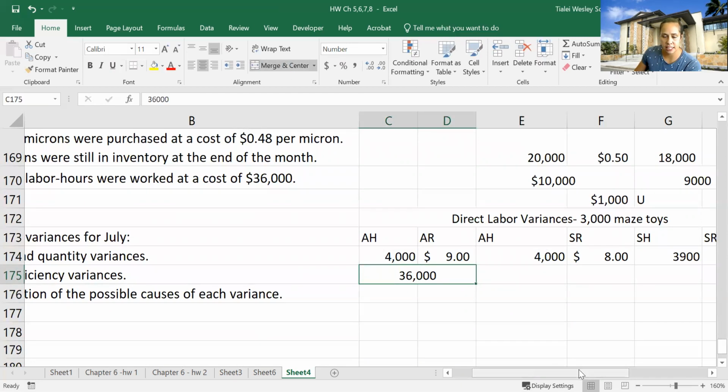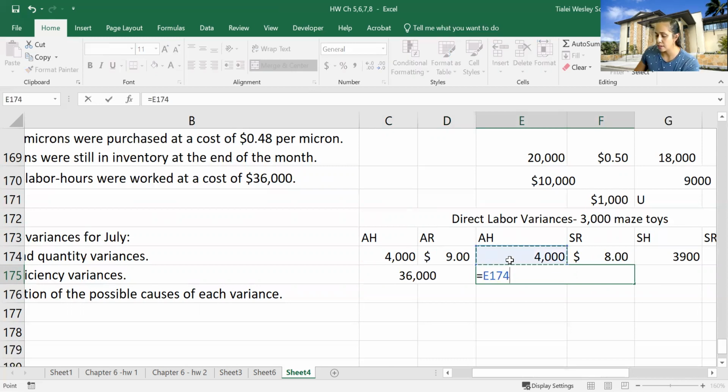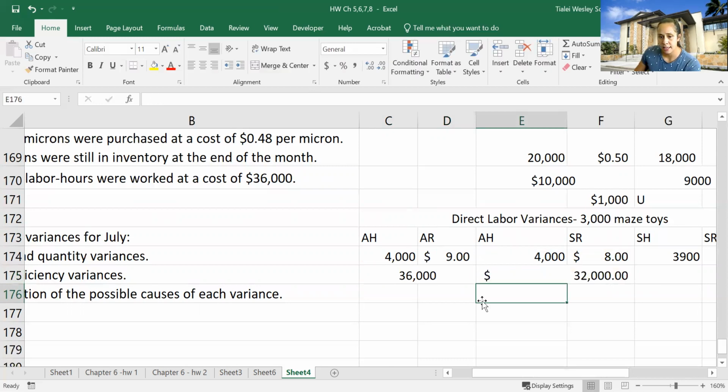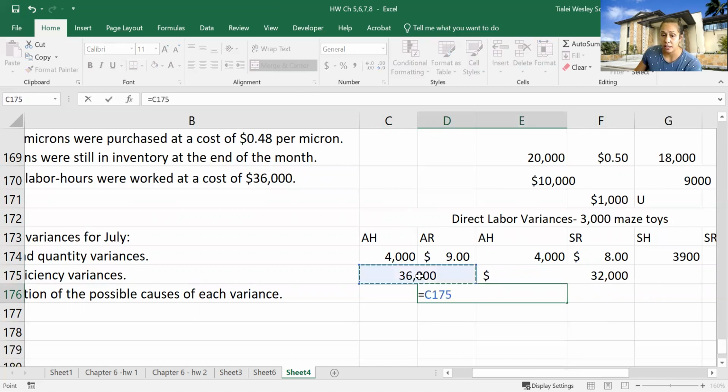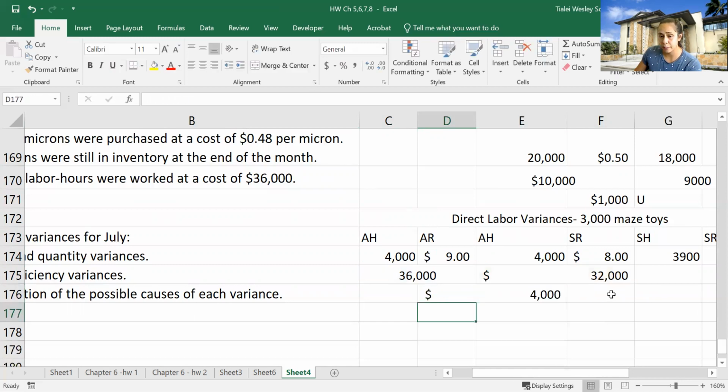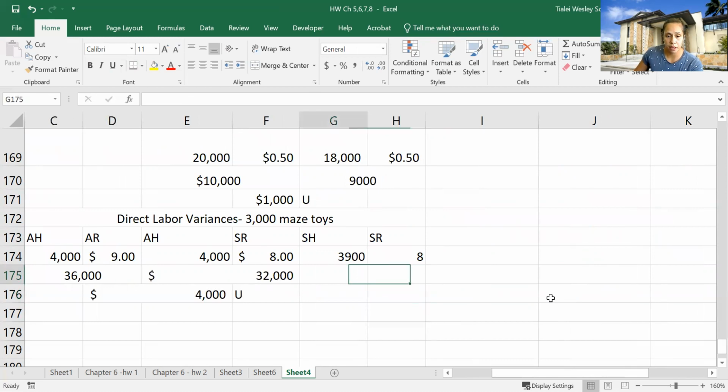Okay, so I've calculated this side. I'm going to do my rate variance between the standard rate and the actual rate. So I'll multiply 4,000 multiplied by $8. And they should have been paying their workers $8 per hour. They paid them $9,000. So you're paying them more than the standard says you are. And that would be unfavorable. I'll give you a positive number. So this is unfavorable, $4,000 unfavorable.